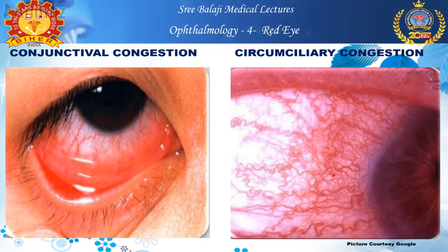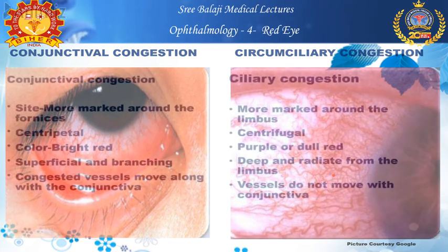Conjunctival congestion has a diffuse pattern to it, and the redness is more marked near the fornix, whereas circumciliary congestion has a radial pattern to it, and the congestion is more marked at the limbus. For the sake of undergraduates, I'd like to note that the fornix is the area where the palpebral and bulbar conjunctiva meet. So if you notice redness more in the fornix as compared to the limbus, it is conjunctival congestion. The limbus is the area where the cornea and conjunctiva meet. In case of circumciliary congestion, you notice redness more marked at the limbus compared to the fornix.